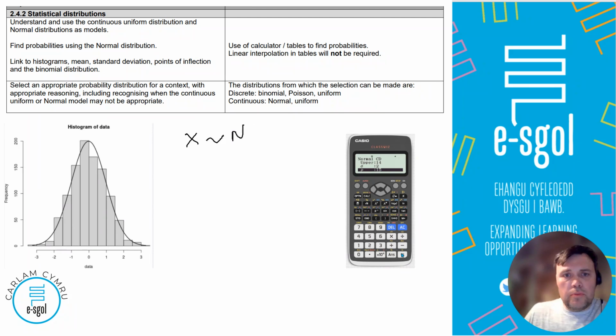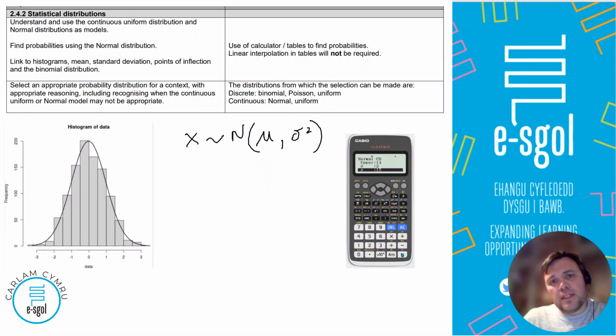Okay, so we're going to say that X, which is my random variable, belongs to the normal distribution. It's got two parameters. You have mu, which is the mean, and then you have sigma or sigma squared. The value sigma squared on its own gives you the variance, and the square root of that gives you the standard deviation.